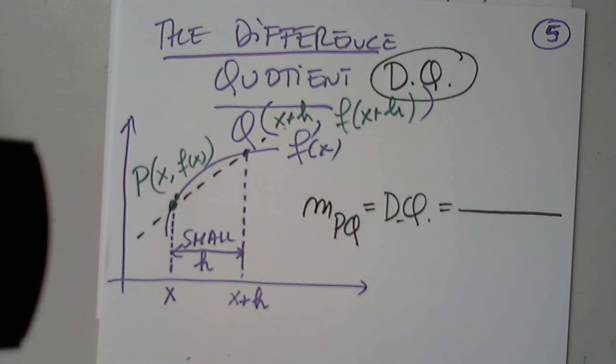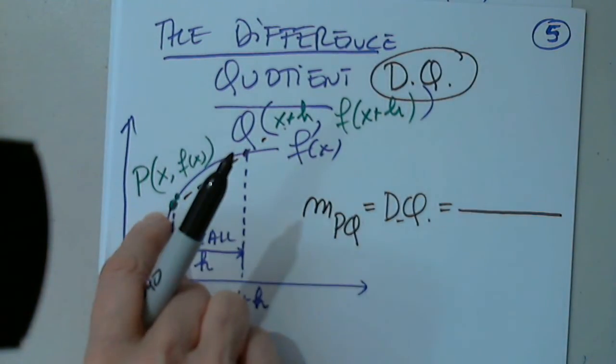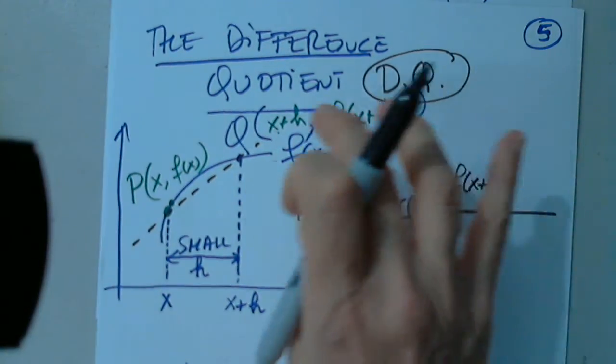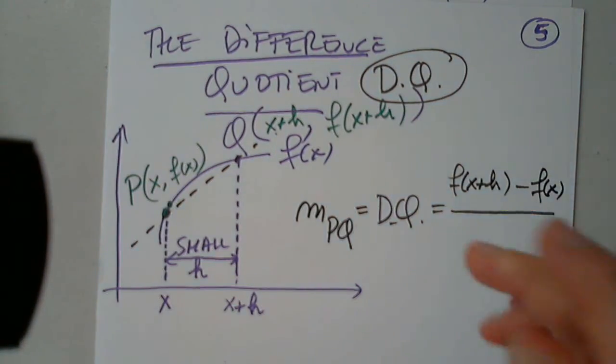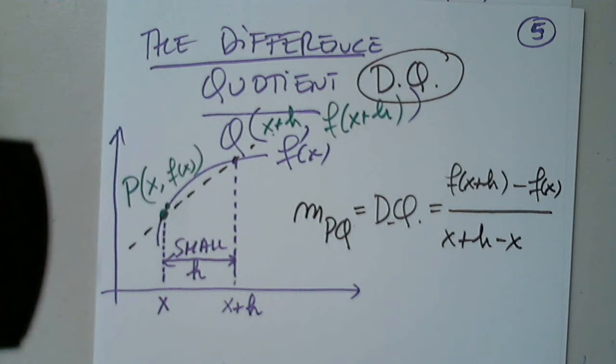Is it f of x minus f of x plus h over x minus x plus h? Perfect. However, we are going to write it y2 minus y1 over x2 minus x1. But what you said is perfect anyway. y2 minus y1 over x2 minus x1. Exactly what we did 3 times. Good. Obviously, I'm going to simplify these two. And that is our difference quotient.